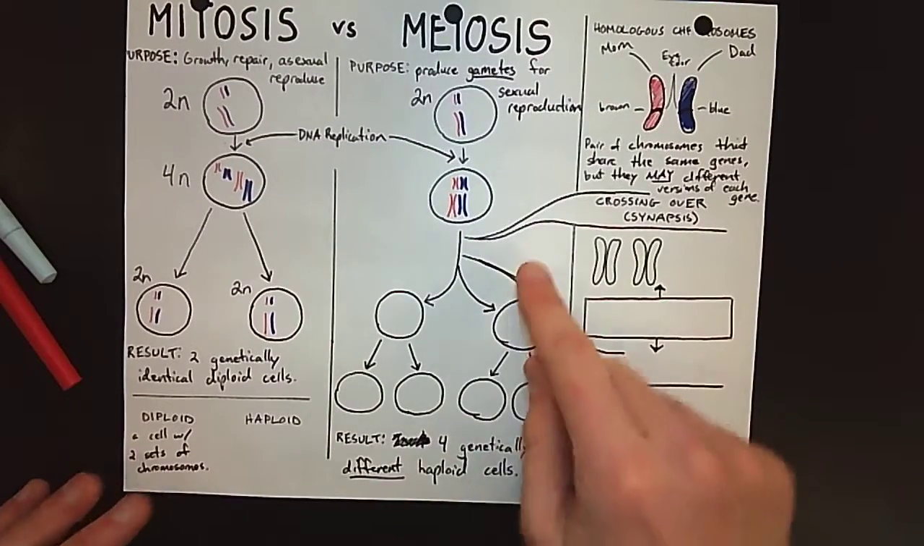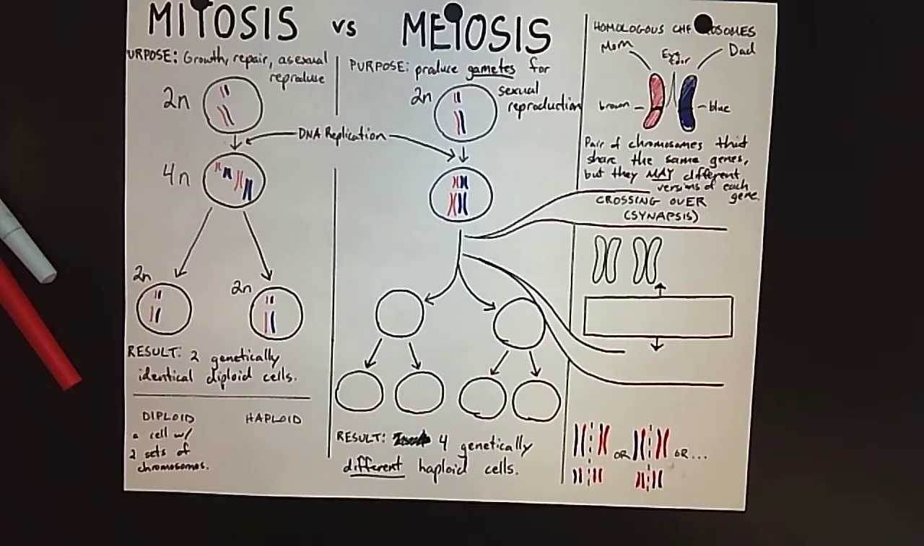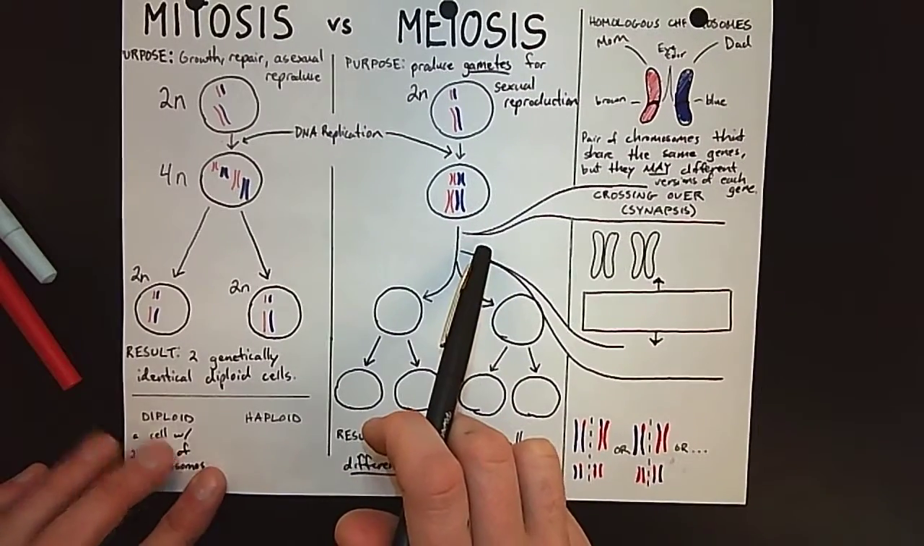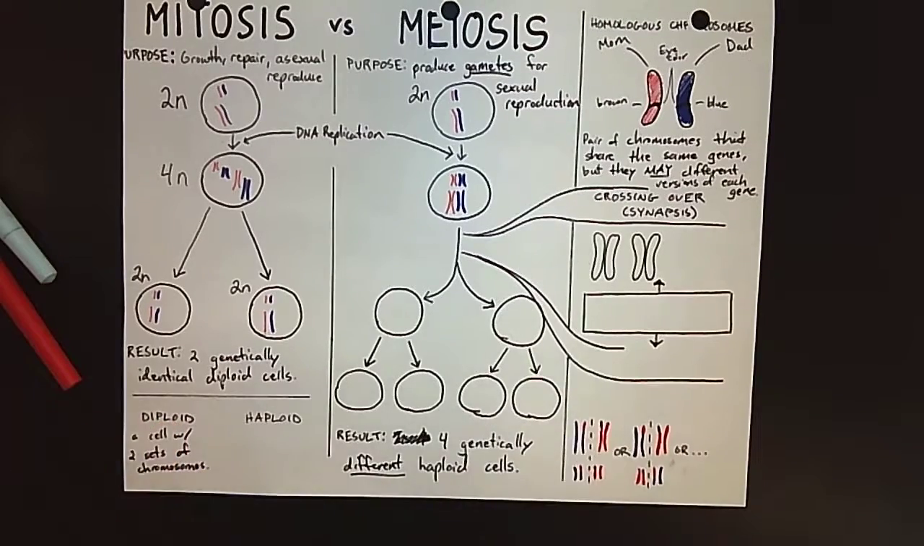Okay, so how does the cell actually accomplish it? How do you actually make these cells be genetically different? Well, it happens right after DNA replication in these 2 steps right here. The first one we're going to call independent assortment.